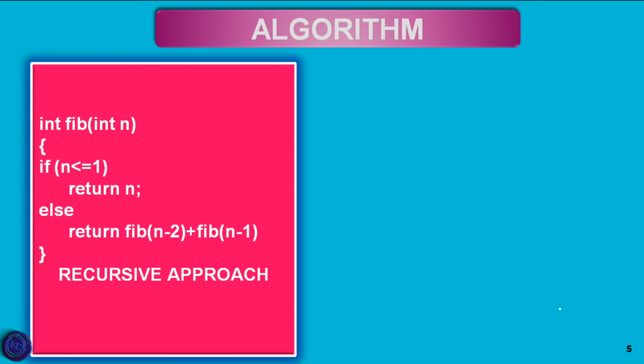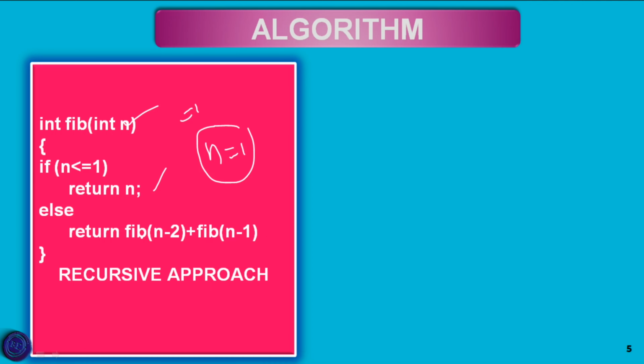So here we have a recursive approach algorithm. Here we are going to find the Fibonacci number of n. So if n is less than or equal to 1, return n. So if n is equal to 1, we are going to return the n value. That means the Fibonacci of 1 is equal to 1. Else return Fibonacci of n minus 2 plus Fibonacci of n minus 1.